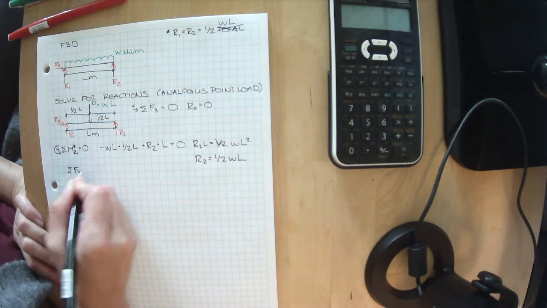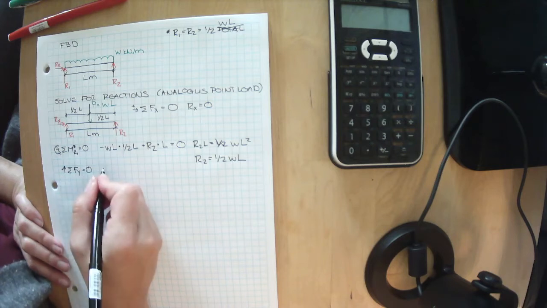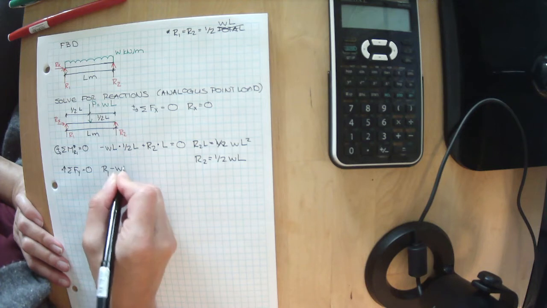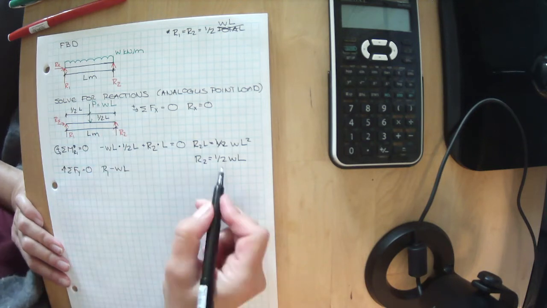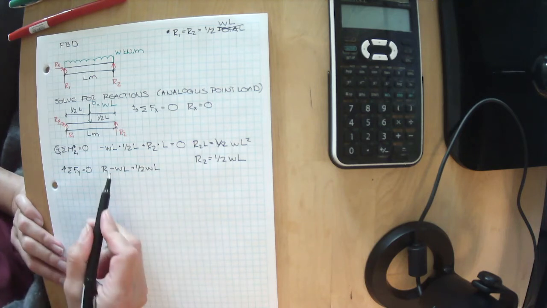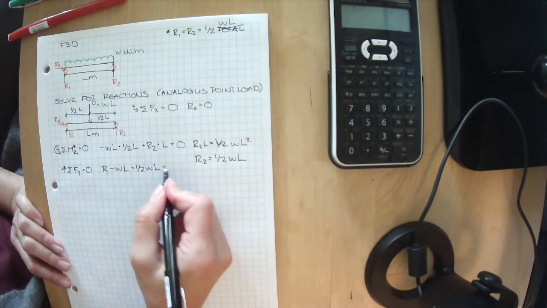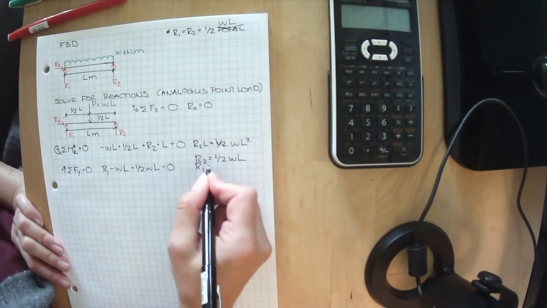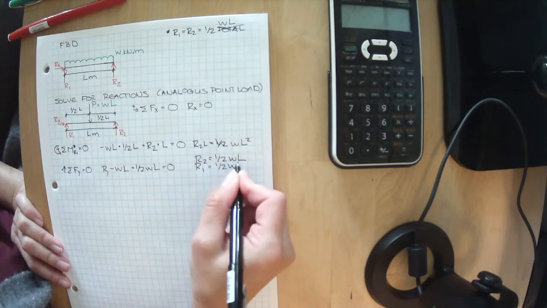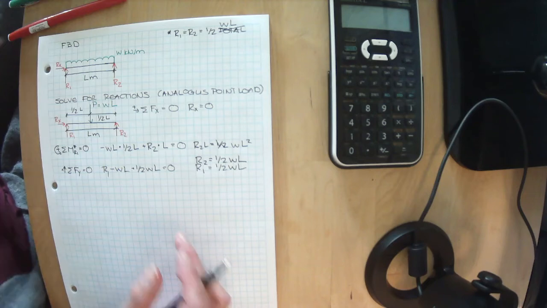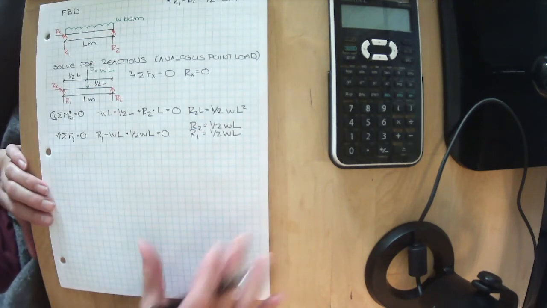Sum of the forces in the y direction, where everything upwards is positive. We've got R1 going upwards. We've got WL going downwards. And we've got R2 going upwards, which we know is 1/2 WL. So we end up with minus 1/2 WL here. We bring it over to the other side. R1 equals 1/2 WL. Perfect. That matches our prediction, and it's exactly what we expected to see.